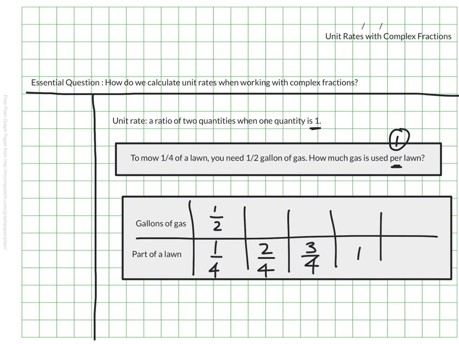And then I would keep that same consistent pattern. I would count by halves moving up this way. So it would be 2 halves, 3 halves, and then 4 halves, so that I know that one lawn requires 4 halves of a gallon of gas, but that's just 2, right? So it'd be 2 gallons per lawn. And the table is nice and friendly in this situation to solve this.